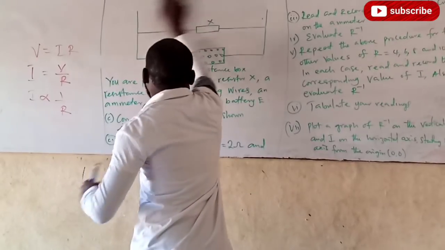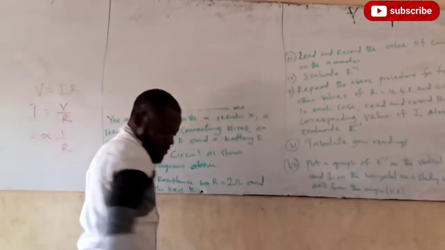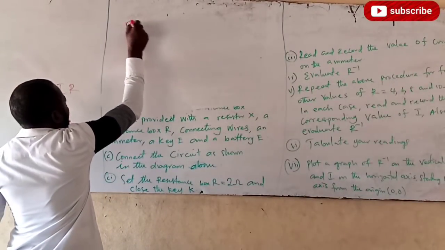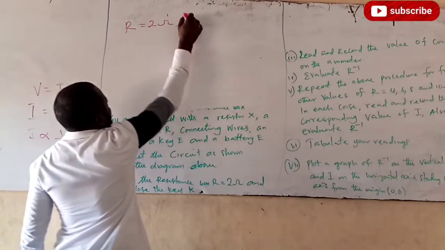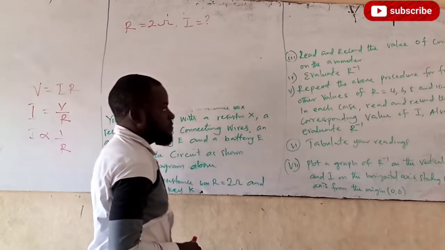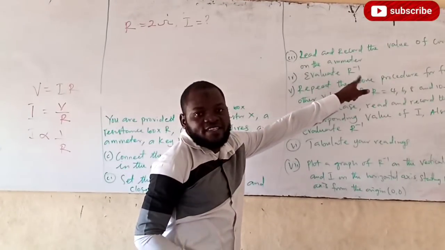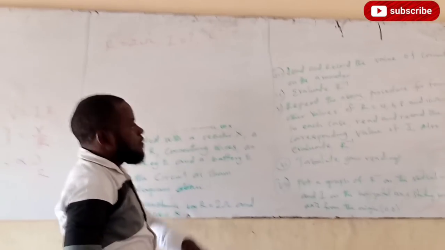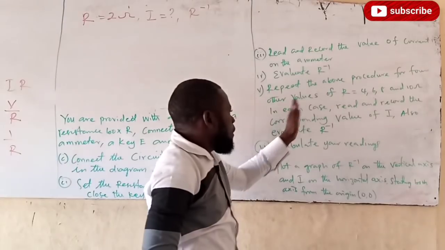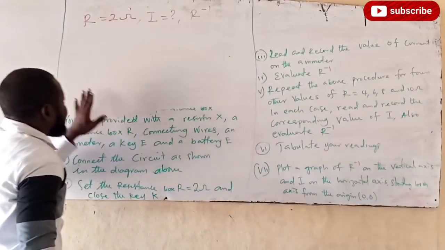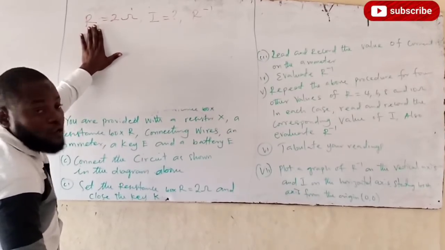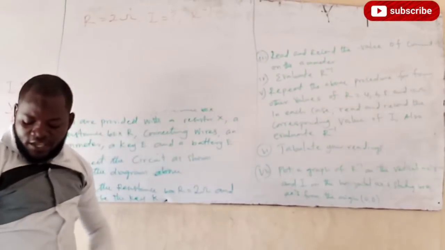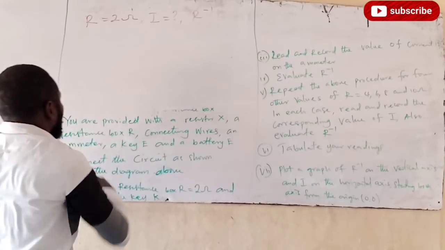Permit me to clean this now, since we are done with this aspect. And this is where you know how to get your tables. When it is 2 ohms, you are asked to measure what the current will be. Roman figure 4, evaluate R inverse. That is, we need R inverse. Repeat the above procedure for 4 other values of R. So in our table, we are going to have a column for R, a column for I, and a column for R inverse. So we can just draw our table like that.